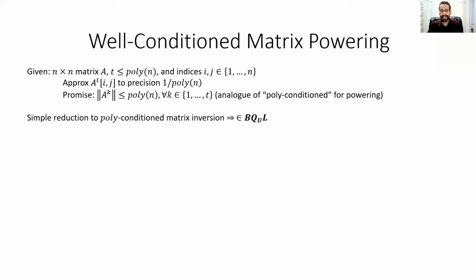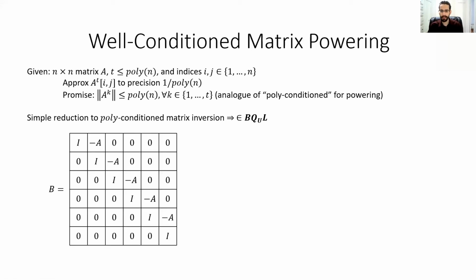Now, there's a very simple reduction from this problem to the polyconditioned matrix inversion problem. As we already know that polyconditioned matrix inversion is in BQUL, we then immediately conclude that polyconditioned matrix powering is also in BQUL. The reduction makes use of the following matrix B. This is a block matrix where all the blocks are n by n. Along the main diagonal, we have copies of the identity matrix, and immediately above the main diagonal, copies of negative A. The rest of the matrix is all zeros.